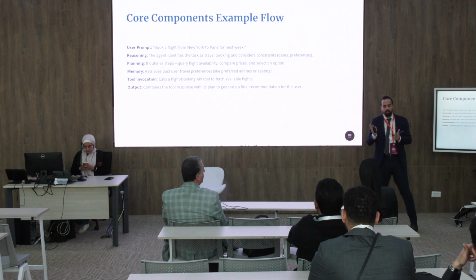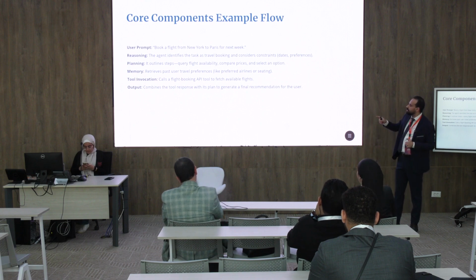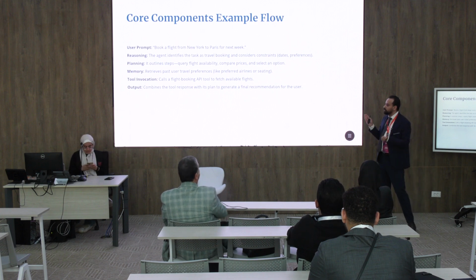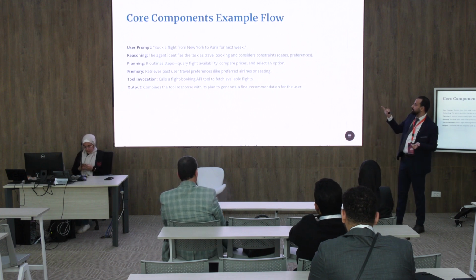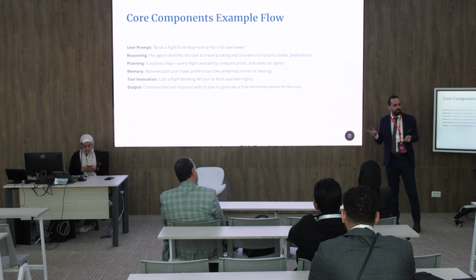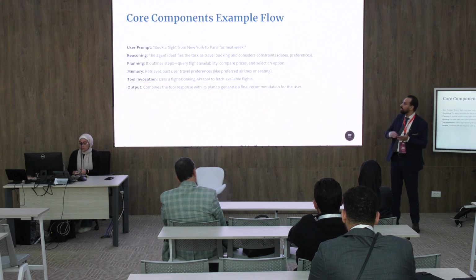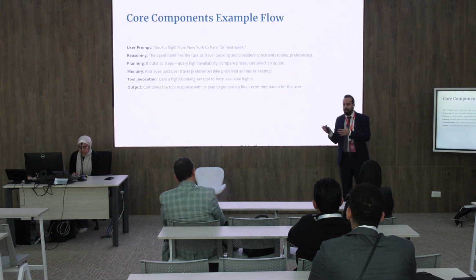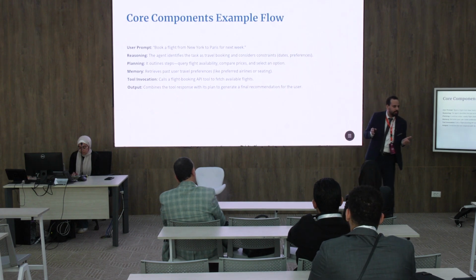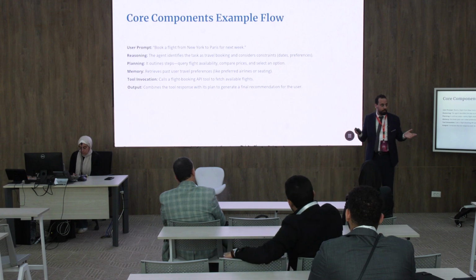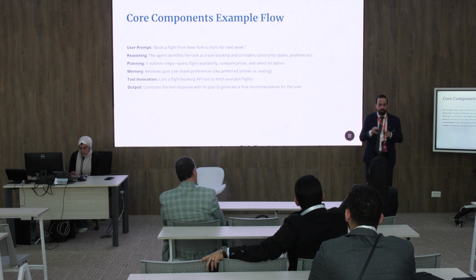So it reasons what the user wants. Second, it does planning. So in order to achieve the objective, what should I do? It could say that first I need to query flight availability, to use some tool to check what are the available flights within these constraints or parameters. Then I need to compare prices, because with the past interaction with a specific user, maybe the goal is to have the cheapest flight or the easiest flight. So that is dependent on the user himself.